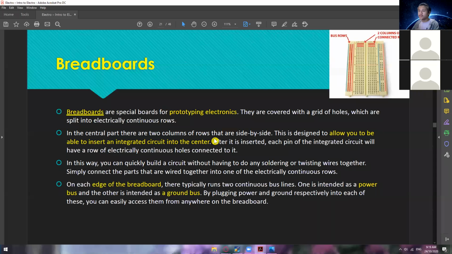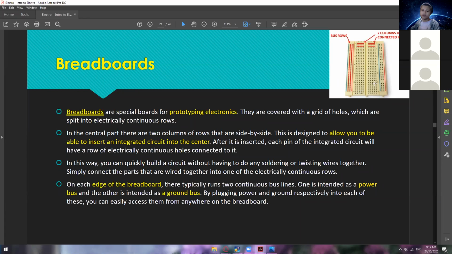Okay, next one is breadboards. Breadboards are special boards for prototyping electronics. This is where ECE people, circuit enthusiasts, do the work. They are covered with a grid of holes which are split into electrically continuous rows. As you can see right here, we have bus rows and then two columns of connected rows.